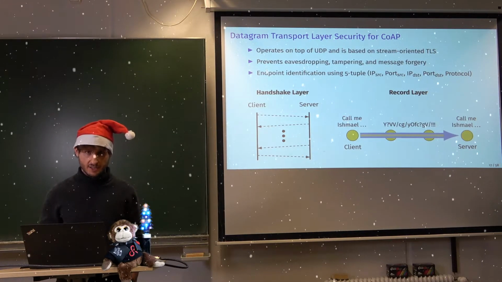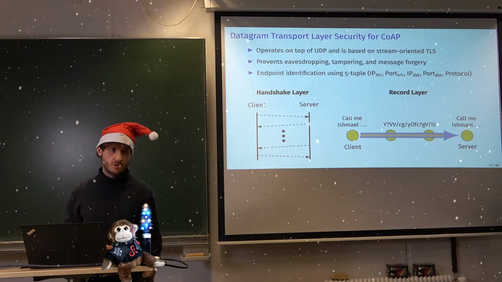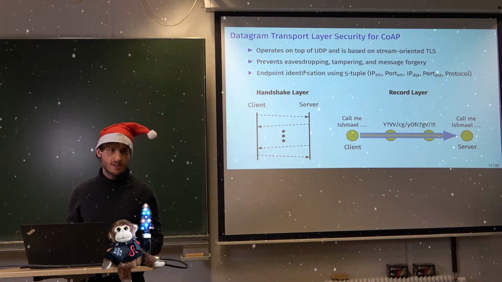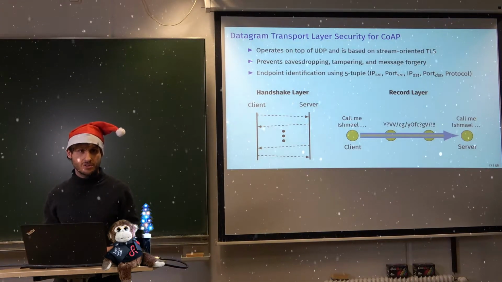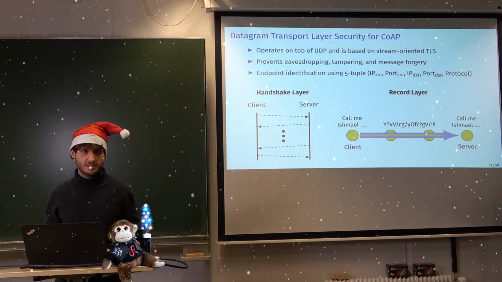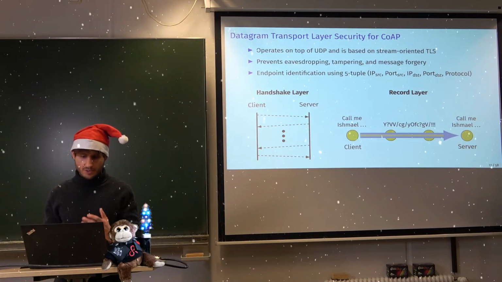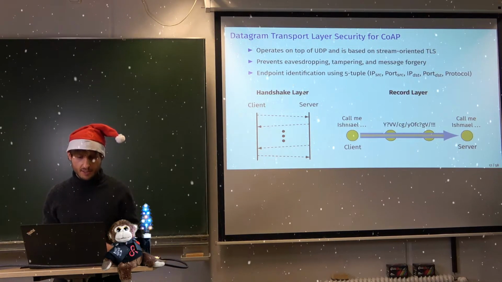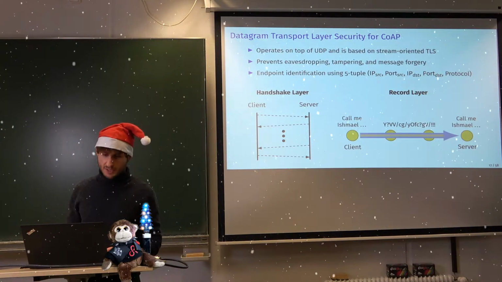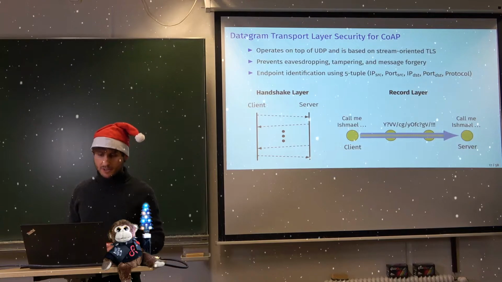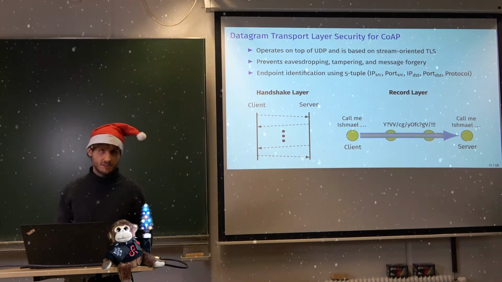There are two layers that DTLS provides, like TLS. We have the Handshake Layer, which is used to establish a session between two endpoints. And then we have the Record Layer, which is used to encrypt and decrypt all packets that go through the layer. So in this case, we have an example. The client sends a message, "Call me Ishmael", which are the very first words of the Moby Dick novel. And it's received by the server, and any node in between can decrypt that.